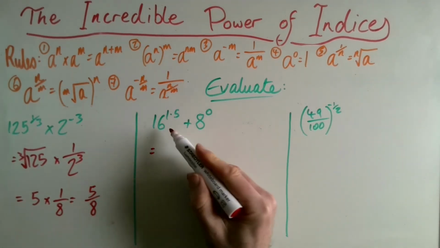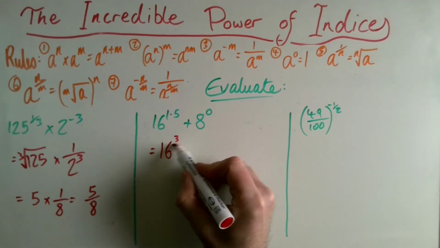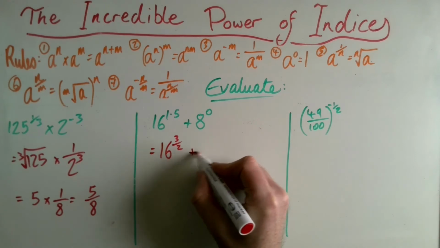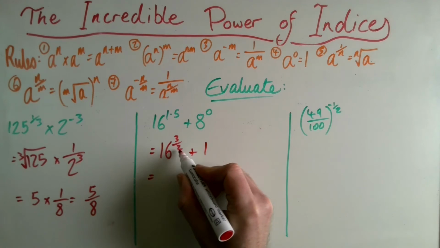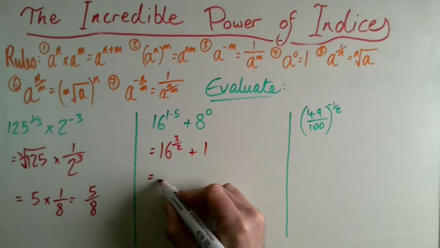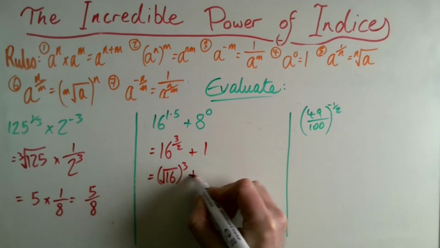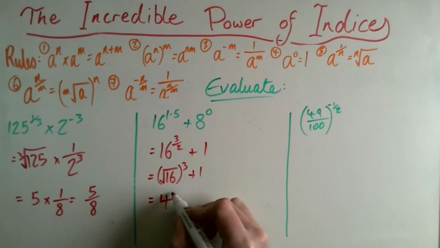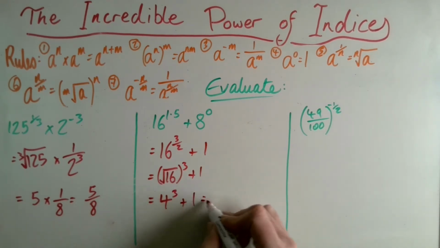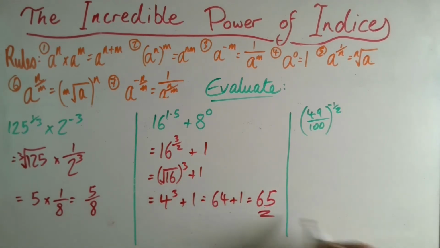Right, so first thing to do is turn this into a top-heavy fraction. 1 and a half is 3 over 2. We know anything to the power 0 is 1, so I'll get that bit out of the way. So to the power 3 over 2, well, the 2 on the bottom means square root, doesn't it? And then that'll be done to the power of 3, and we'll add 1 to that. The square root of 16 is 4, so we're looking at 4 cubed plus 1. 4 cubed is 64, add 1 equals 65.